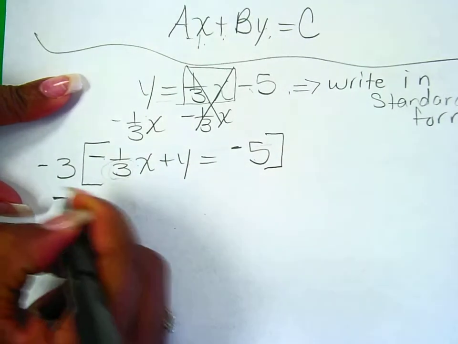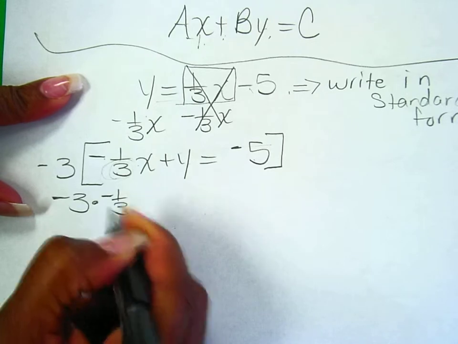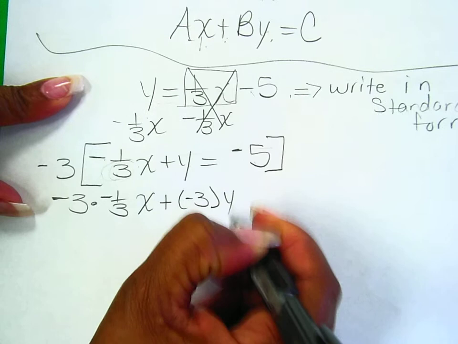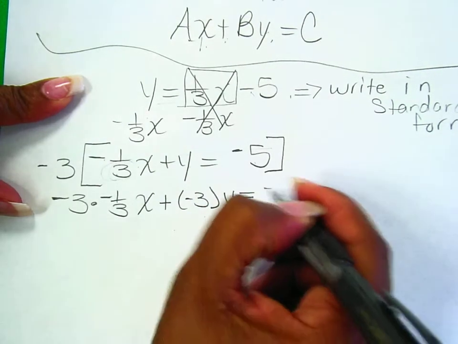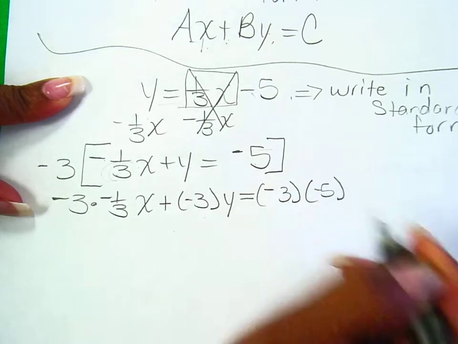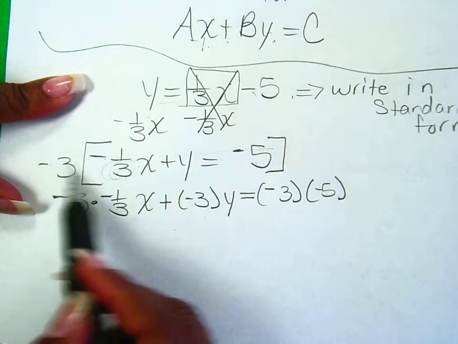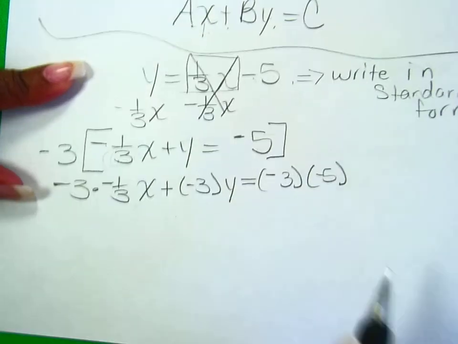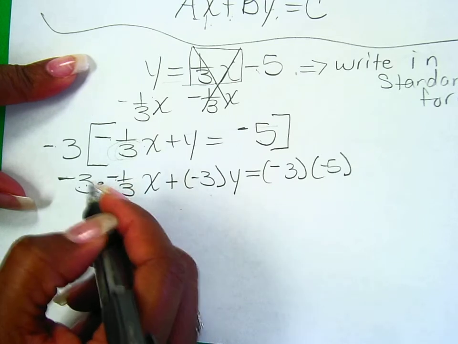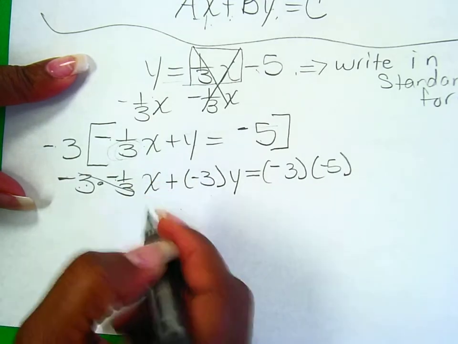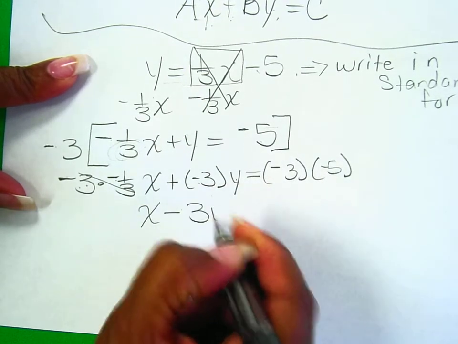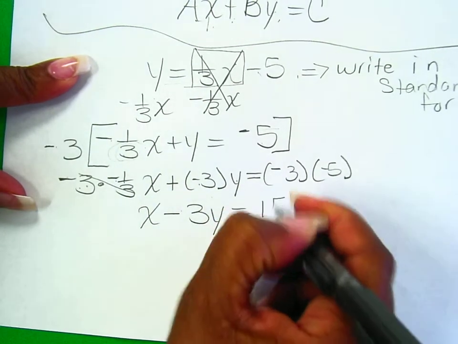So I have negative 3 times negative 1/3 x plus negative 3 times y equals negative 3 times negative 5. Okay? I distribute that negative 3 throughout the entire equation. Once I do that, I have negative 3 times negative 1/3. Negative times negative is a positive. The 3's cancel out, leaving me with 1x. Negative 3 times y is negative 3y equals a positive 15.